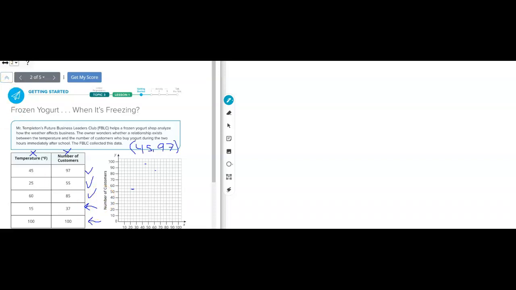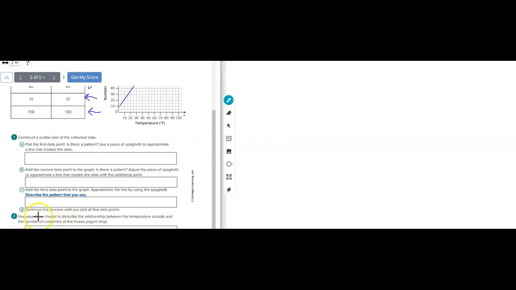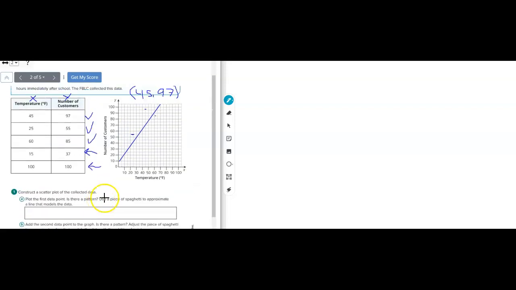So for example, I'm going to pick my line, but don't copy my line, okay? Because I didn't plot the other points yet. So let's just say my line was like this. Pretend. I could make a prediction, because this says use your linear model to describe the relationship, and the number of customers, right? So I can see that the relationship is positive because my line is going uphill.